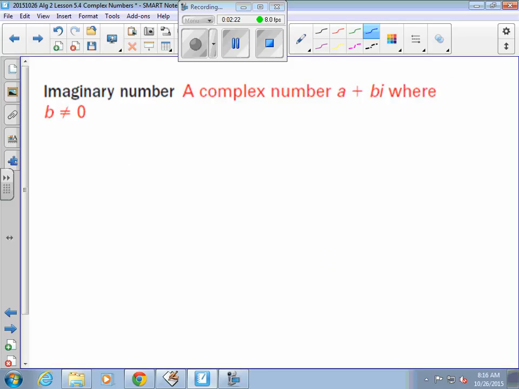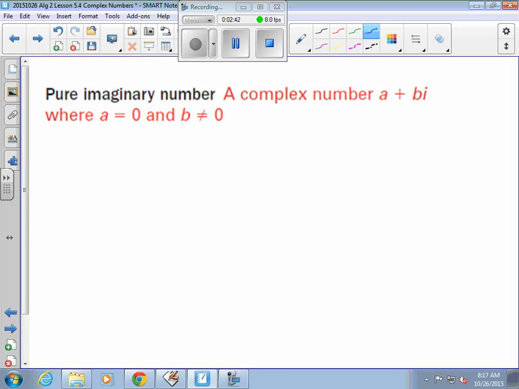An imaginary number is a complex number a plus bi, where b can't be 0. Because if you have 0 there, remember, 0 times anything is 0. So what it would do is eliminate that, and then you would just have a real number, a. So for imaginary numbers, b's value can't be equal to 0.